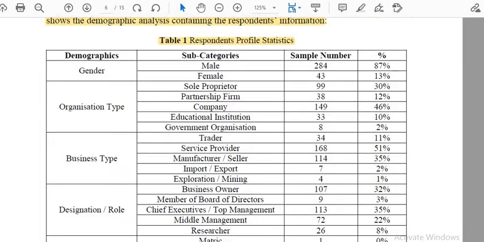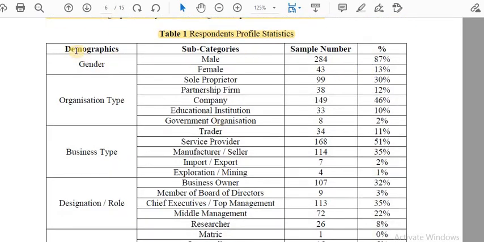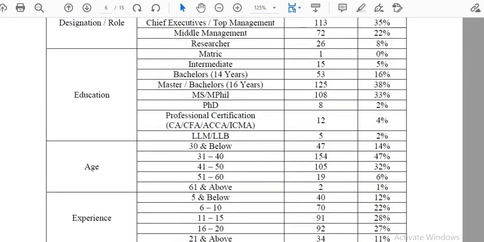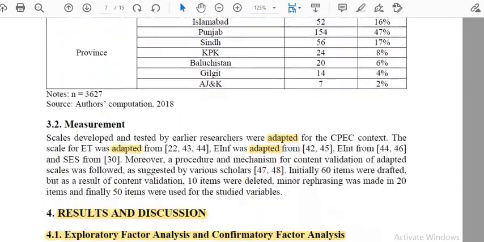published article. So there are 4 columns: demographics, subcategory male, female. Then there is a subcategory for the organization type, then there is a subcategory for the business type, and then there is a sample number, and then there is a percentage of the respondents. So this is the way I have shown my results of demographic analysis.